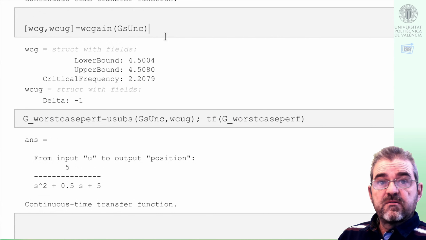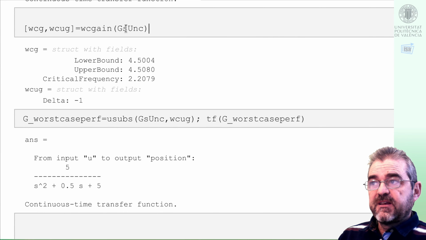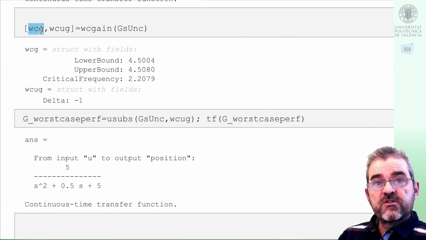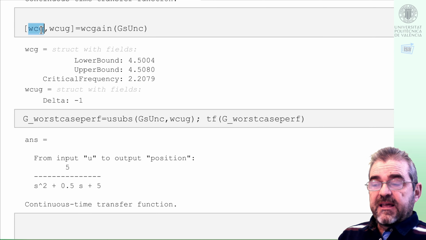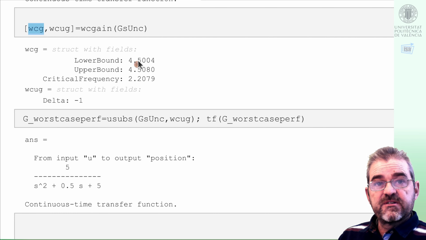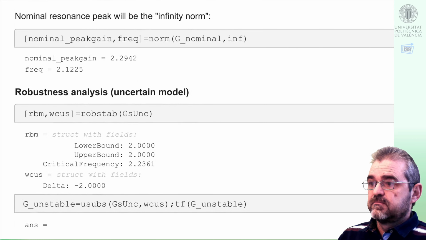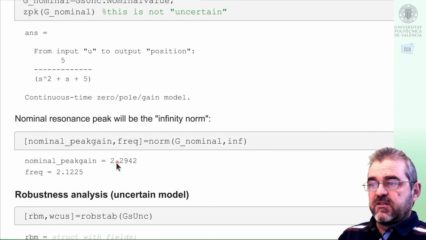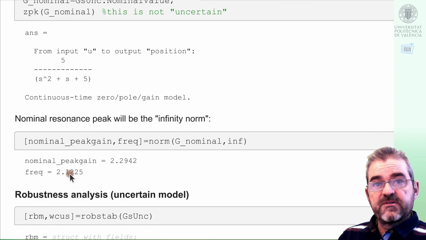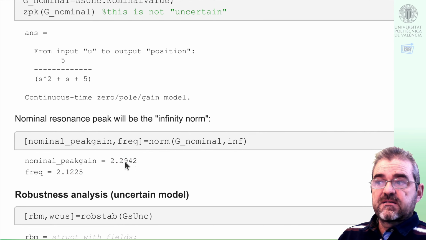The next command we are going to discuss is worstcaingain. In this case, the first output of this command is the worst case resonant peak. So there is a plant in my family of plants which has a gain at the resonant frequency of 4.5, at frequency 2.2.